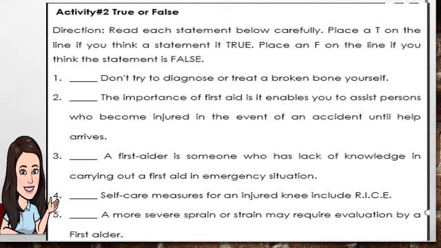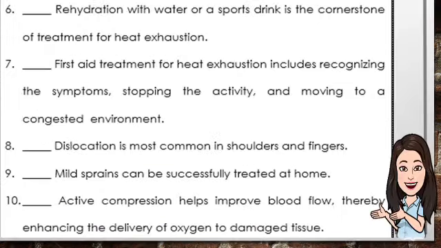3. A first aider is someone who has lack of knowledge in carrying out a first aid in emergency situation. 4. Self-care measures for an injured knee include RICE. 5. A more severe sprain or strain may require evaluation by a first aider. 6. Rehydration with water or a sports drink is the cornerstone of treatment for heat exhaustion. 7. First aid treatment for heat exhaustion includes recognizing the symptoms, stopping the activity, and moving to a congested environment.